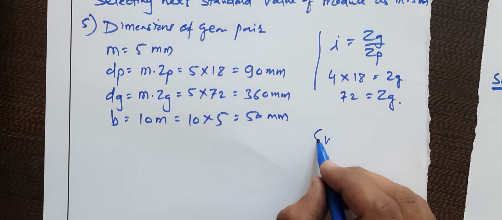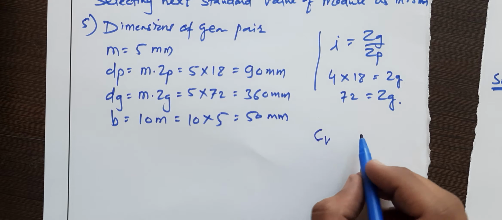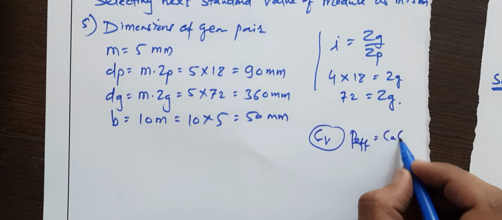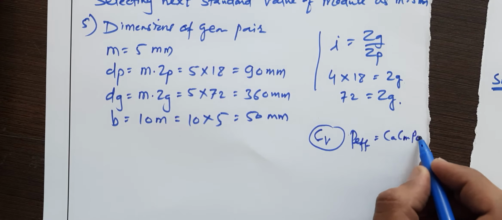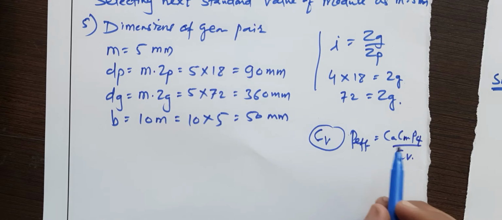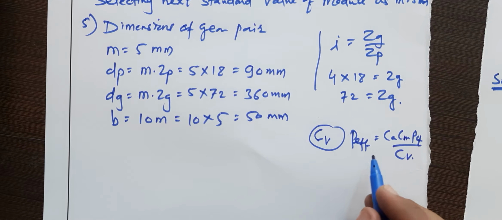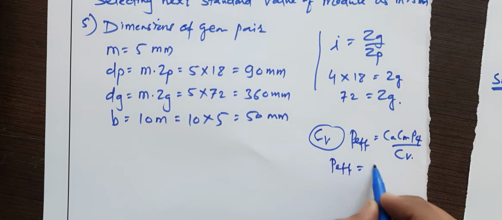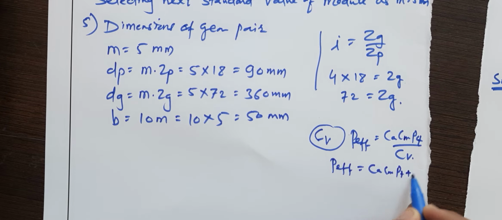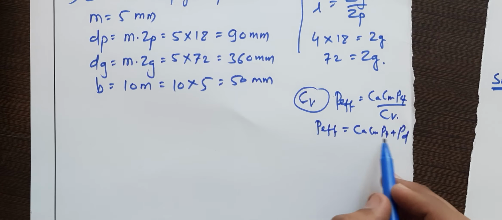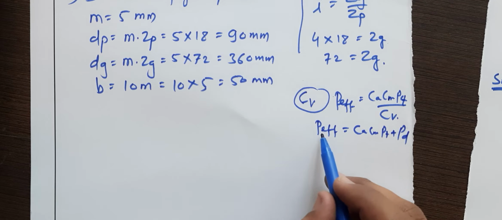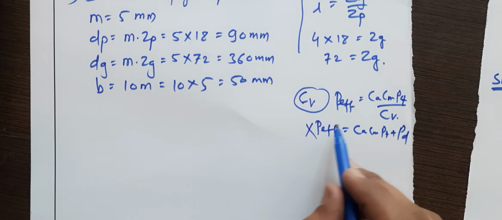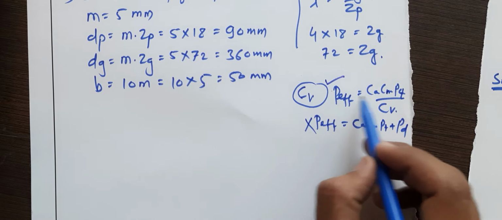CV you have to consider for dynamic load, which means your P effective will be CA CM PT divided by CV. By using this formula only you have to calculate P effective. But if Buckingham's equation is given, then P effective is CA CM PT plus PD, so you have to find PD and then find P effective. But right now it is not mentioned to use Buckingham's equation. It is mentioned that you have to go for the velocity factor.